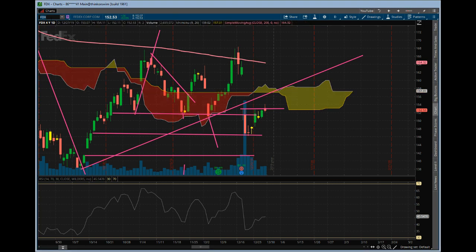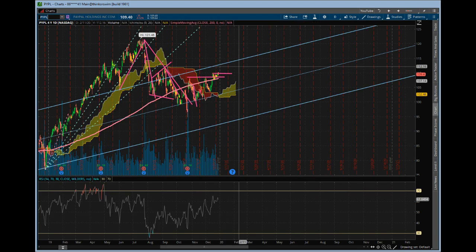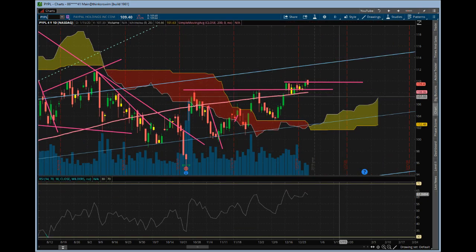PayPal. Good old PayPal. So PayPal has been pretty hot. Lots of call activity here. It's gotten back over the 200-day moving average. Only problem is it's having trouble closing over this little horizontal channel right here. So it got over it on Friday and then came back in sharply. So let's see if it can continue to build and get above those, and then potentially test these other levels, these 111, 112 levels.